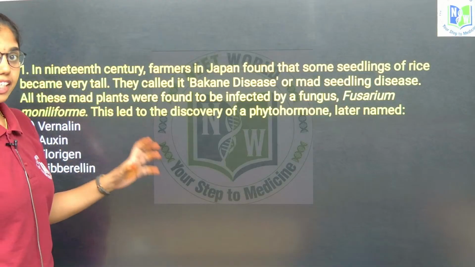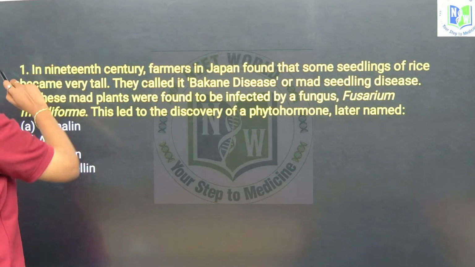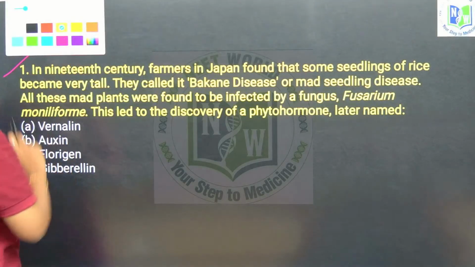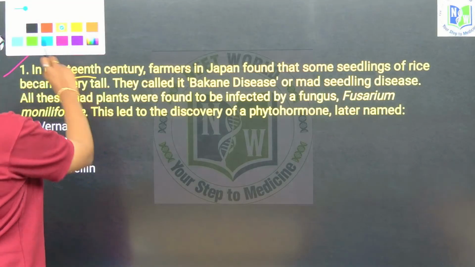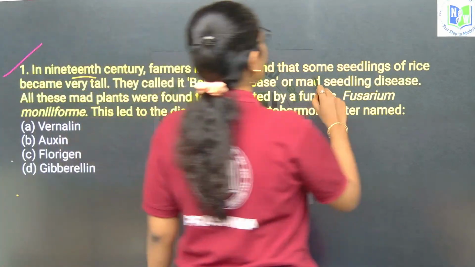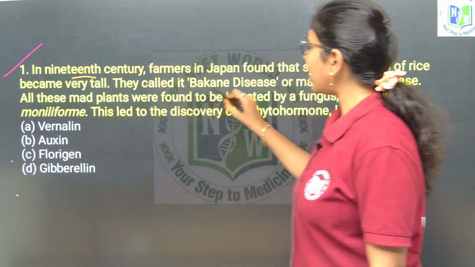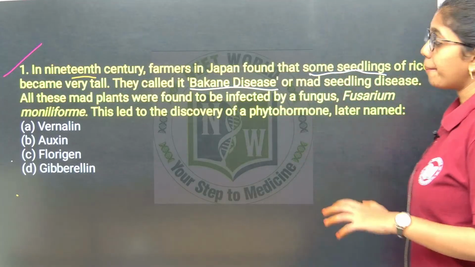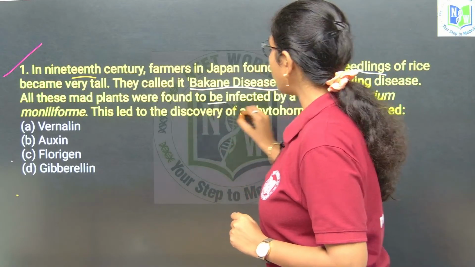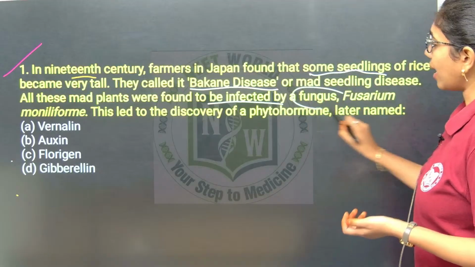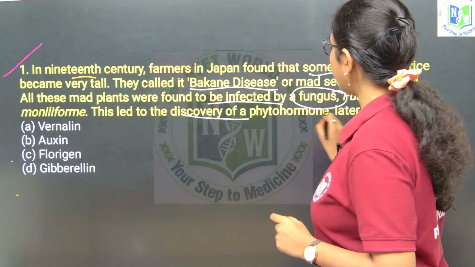Here in this question, the experiment on identifying this phytohormone is also given. It is said that in the 19th century, farmers in Japan found that some seedlings of rice become very tall. They called it Bakane disease or mad seedling disease. All these mad plants were found to be infected by a fungus, Fusarium moniliforme. This led to the discovery of one phytohormone.